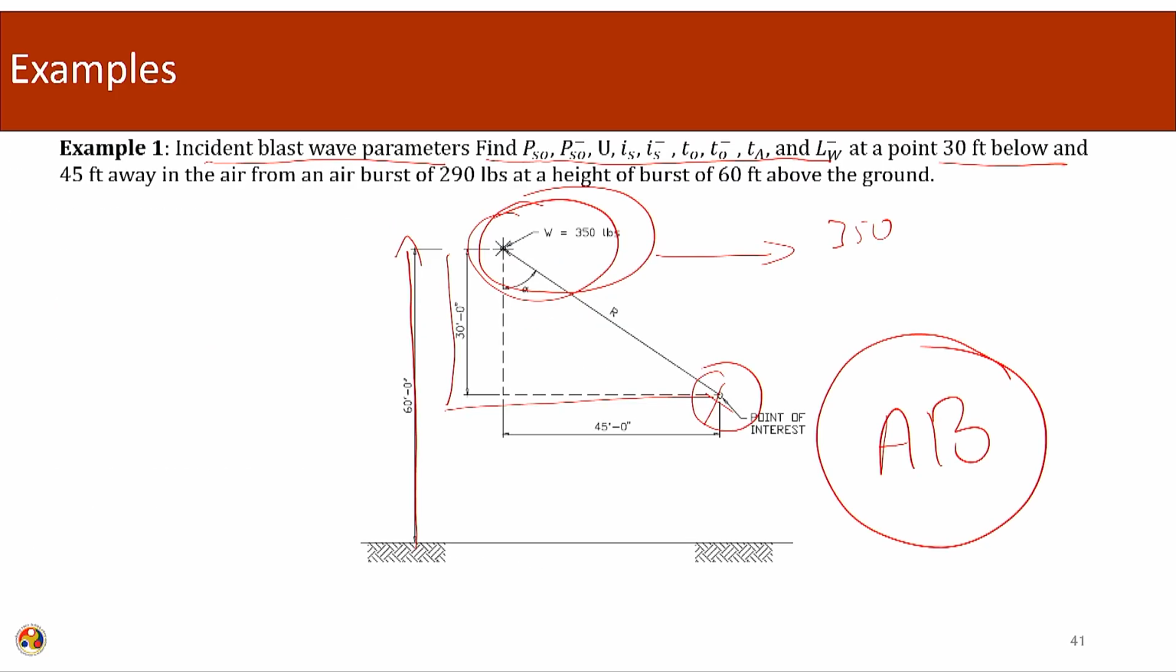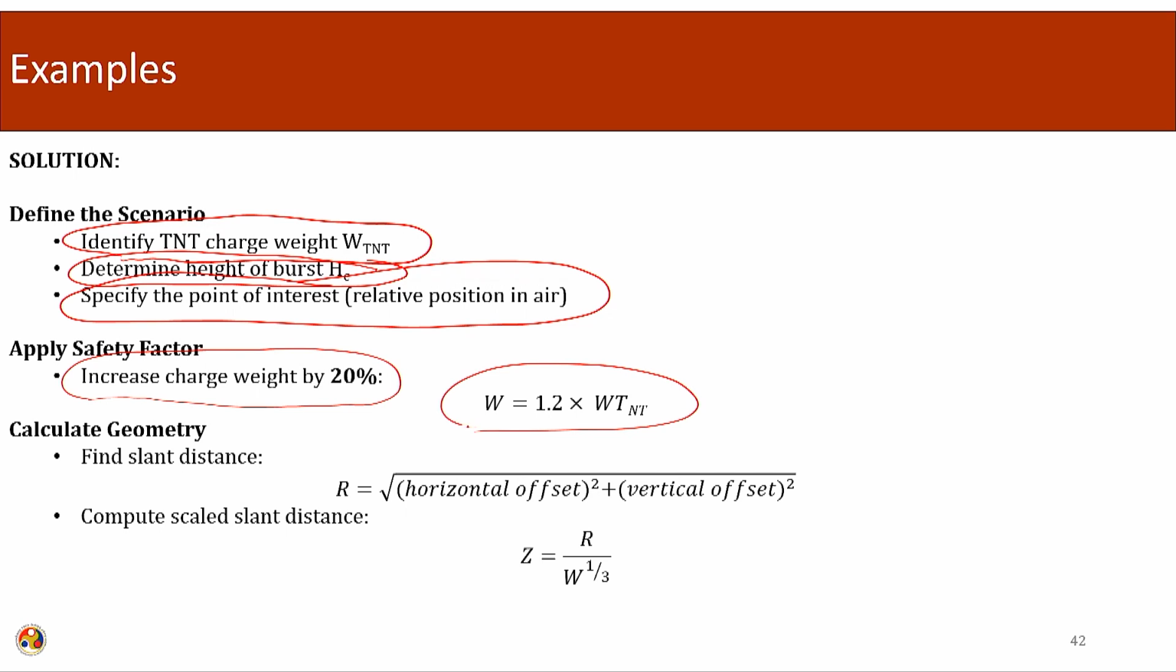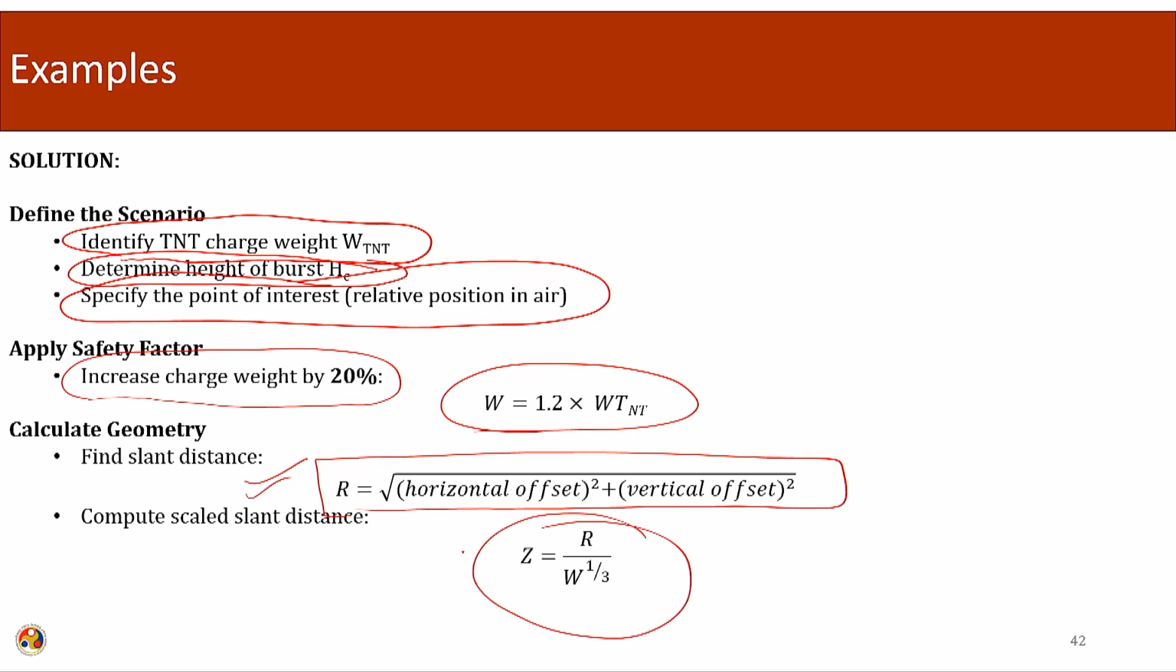We increase by 20% to account for different types of charges. So, geometry: we calculate the distance, and then we calculate the scaled distance.